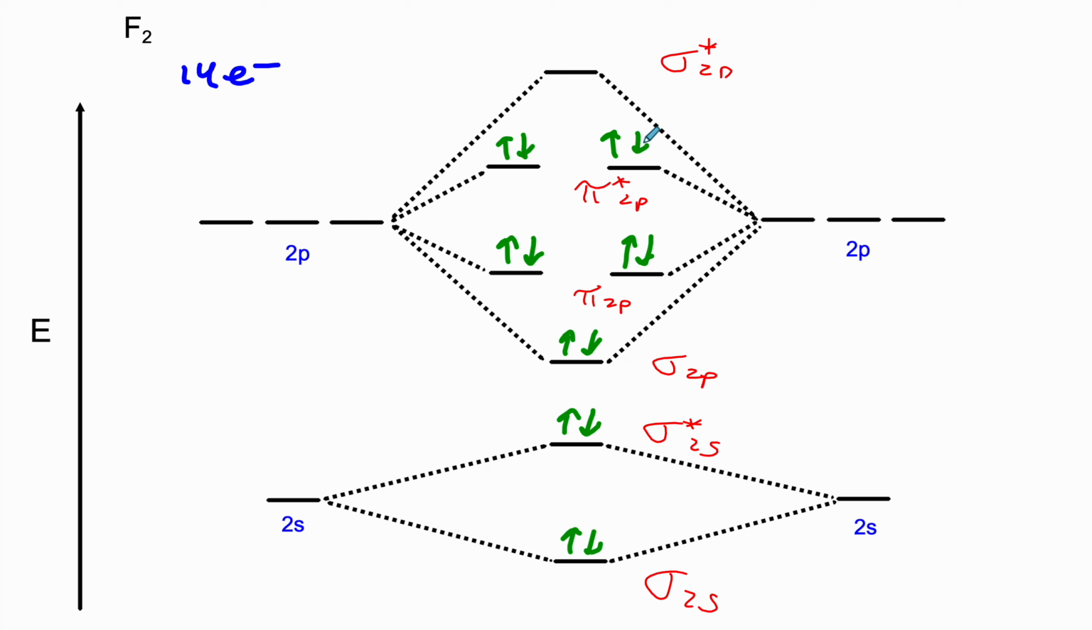So you can write the electron configuration the way we did before, and now you can see that by subtracting the number of antibonding electrons from the number of bonding electrons and dividing by 2, you get a bond order equal to 1. And once again, that is consistent with the localized model. In the localized model, the F2 molecule has a single bond. So once again, it is consistent.